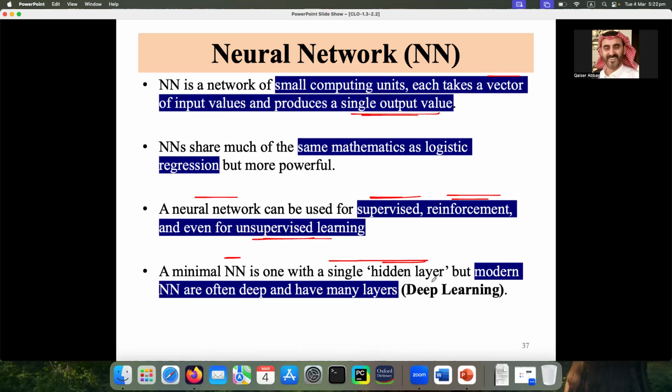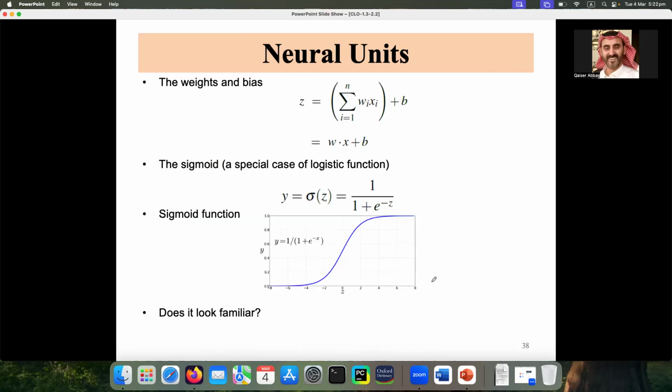Anyhow, the minimum unit of a neural network will contain only one hidden layer. And if the network has more than one hidden layer, then you can call it a model that falls into the division of deep learning. Okay, so now moving next.